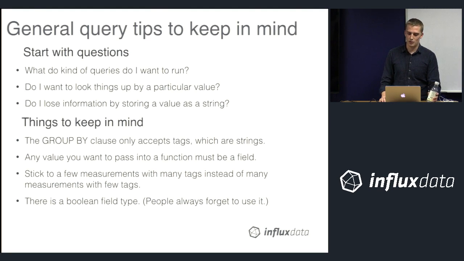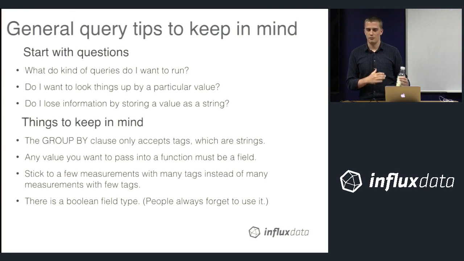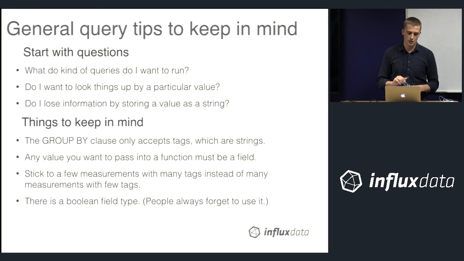Again, the thing to keep in mind when you think about your schema is that group by can only take tags, and functions will only take fields. This is a little bit of a counterintuitive thing too, that you basically can't store numeric values in tags, because you won't really be able to use them for anything, because you can't apply functions to them. And really, you should only be applying functions to the underlying time series values as well.